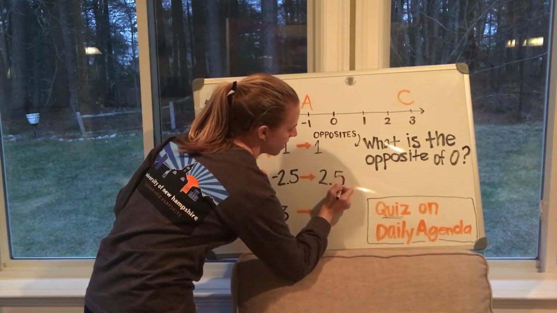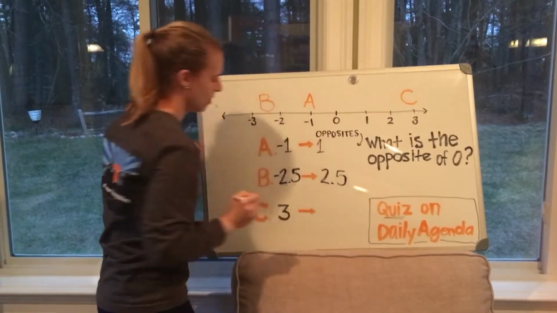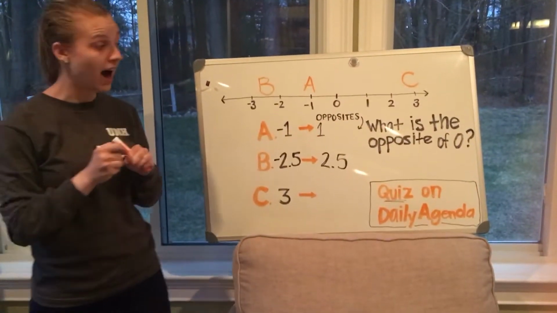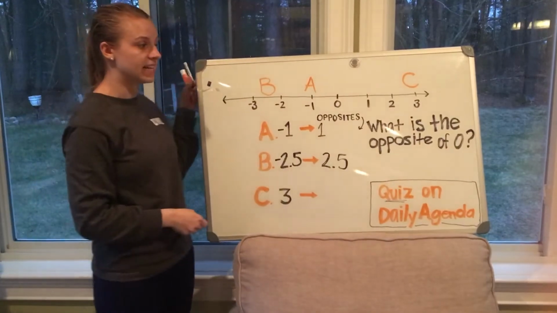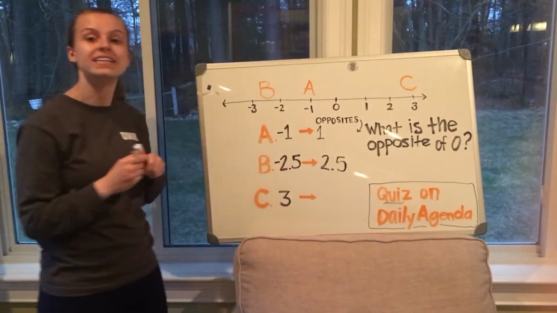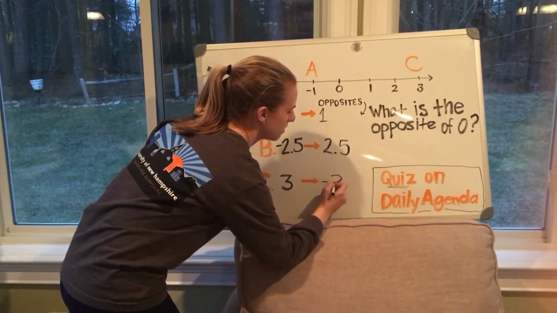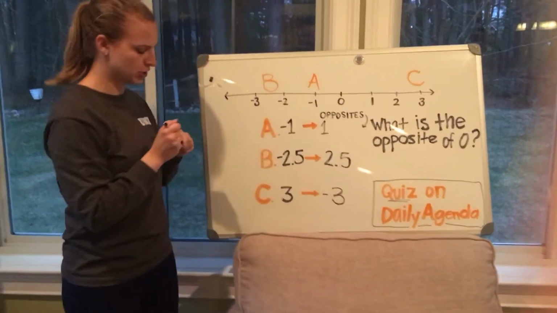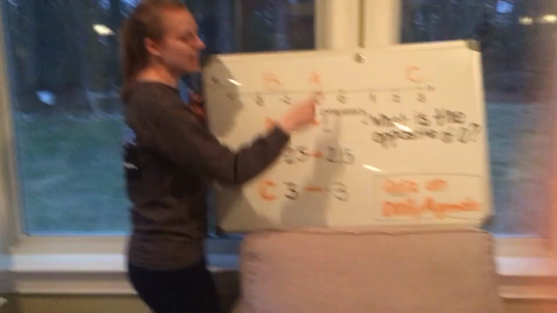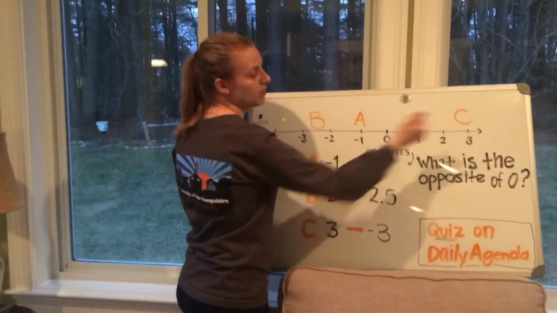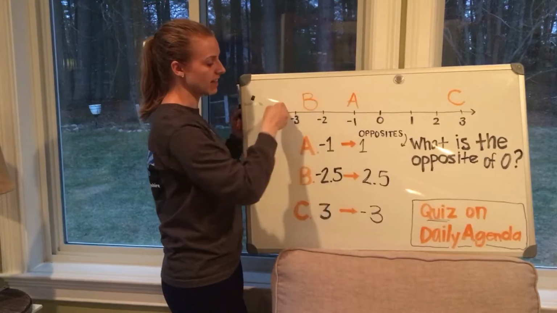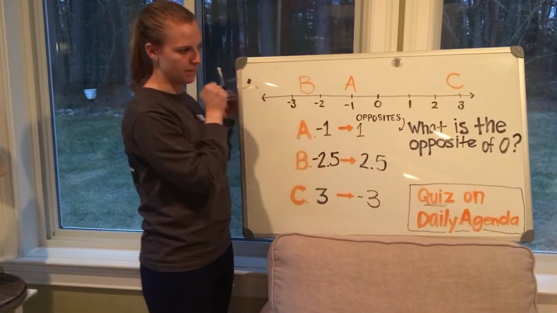Easy enough, right? And now 3. So this time it's positive. The opposite of +3 is going to be -3. And we know that's true because 3 is 3 to the right of 0. So the opposite would be 3 to the left, and that would give us -3.